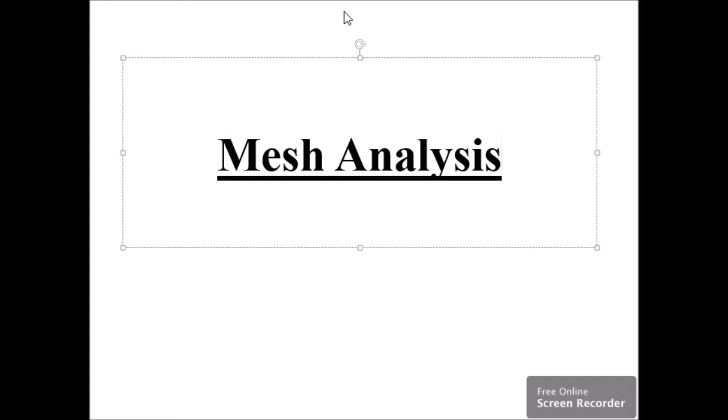So, just like nodal analysis, this is also a technique used to solve circuits. And if nodal analysis uses KCL, basically this mesh analysis is just an application of our KVL. Now, let's see what this mesh analysis is.